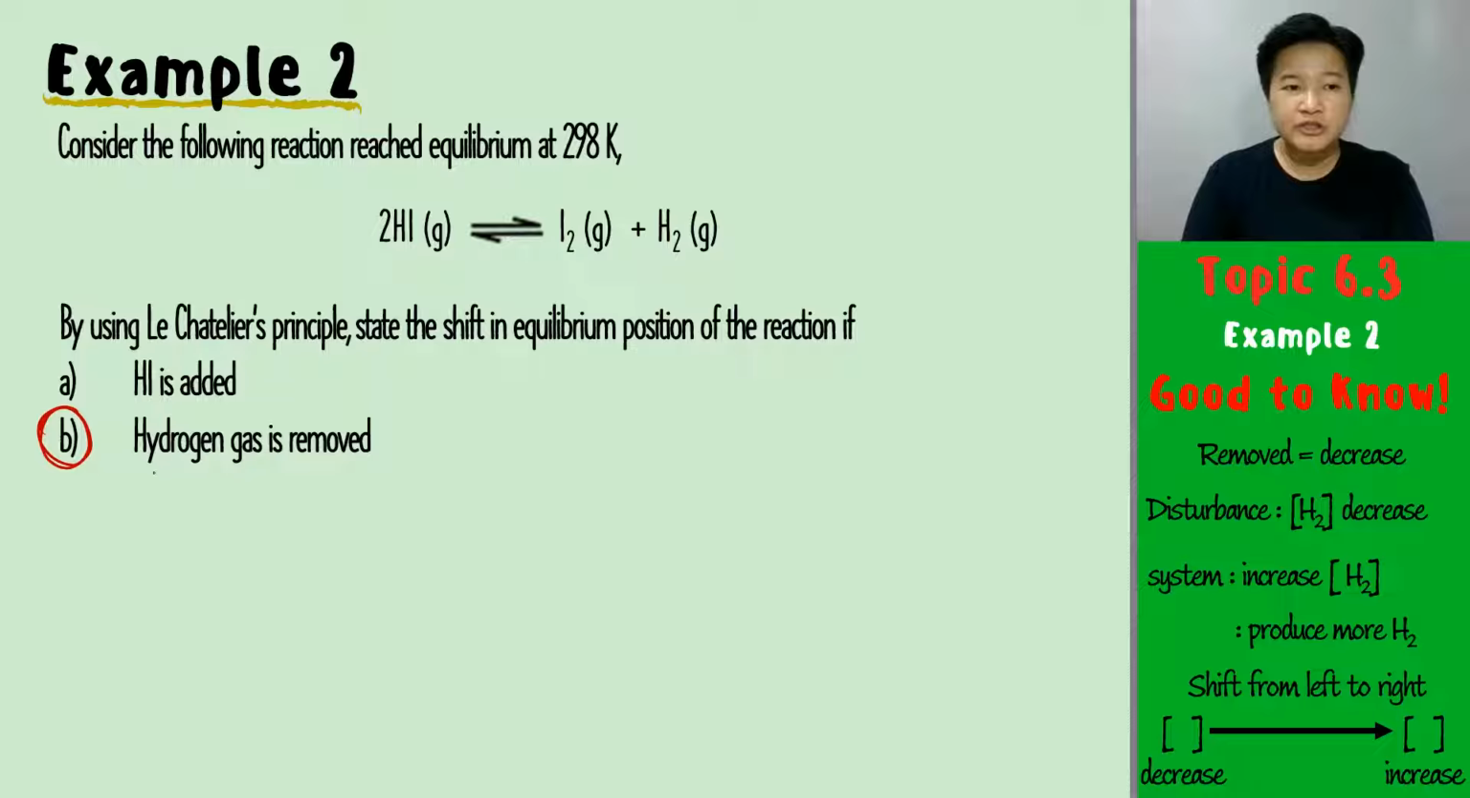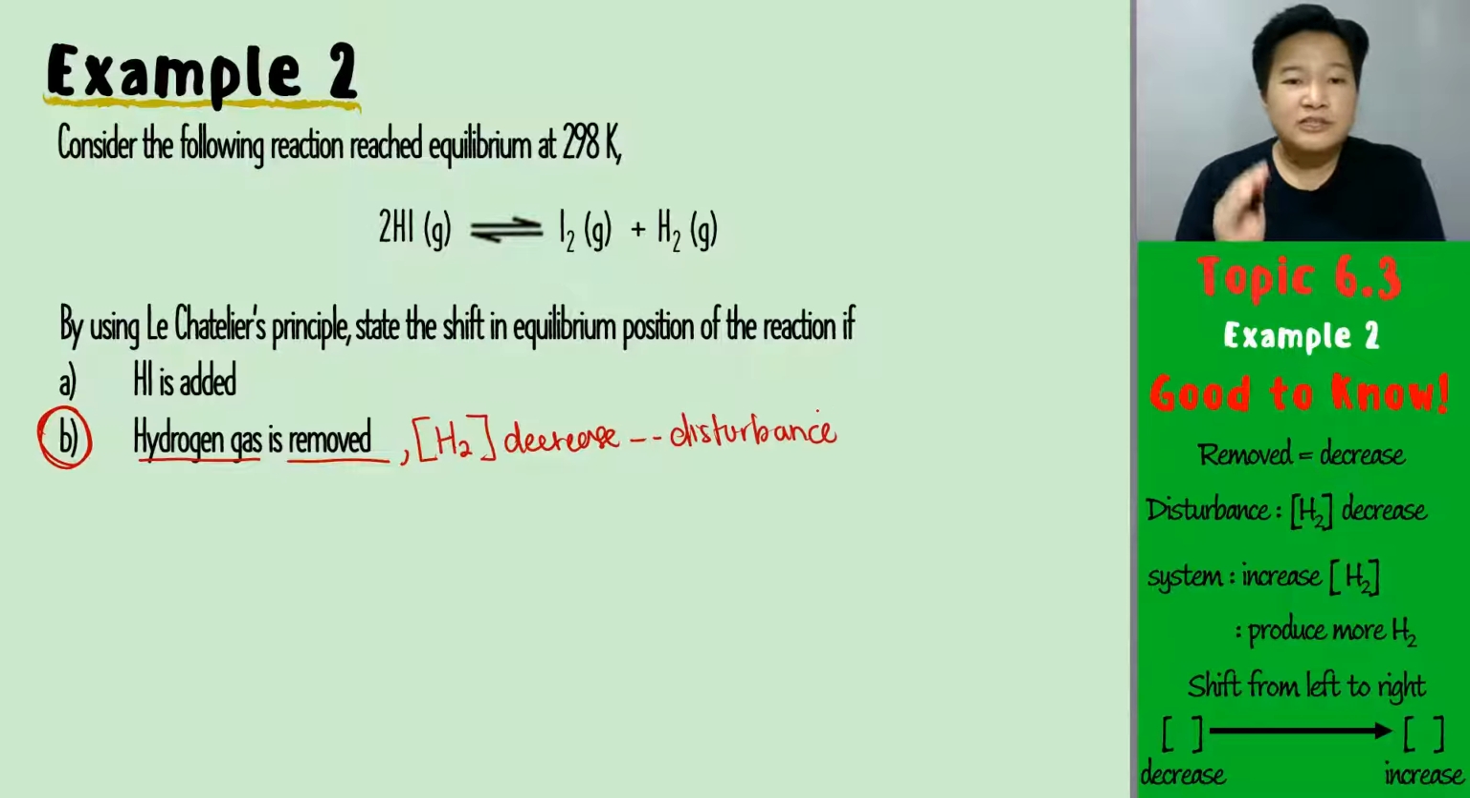Alright. Next, let's try question B over here. It's the same equation, same question, but it's the B. Okay? Hydrogen gas is removed. Hydrogen gas is removed means the word remove represents the concentration decrease. And bear that in mind, in the question, that is a disturbance. Alright? The question is right now giving external stress or making changes to your system that is already at equilibrium. So that is our disturbance.